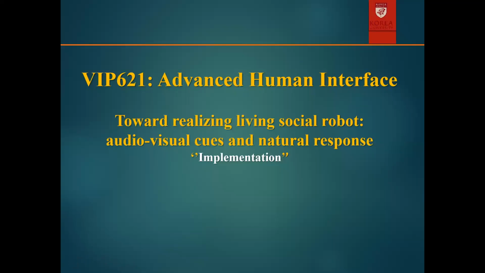Hello, my name is Maab, and today, under the title of Realizing Living Social Robot, Audio, Visual Cause, and Natural Response, I will represent my implementation.